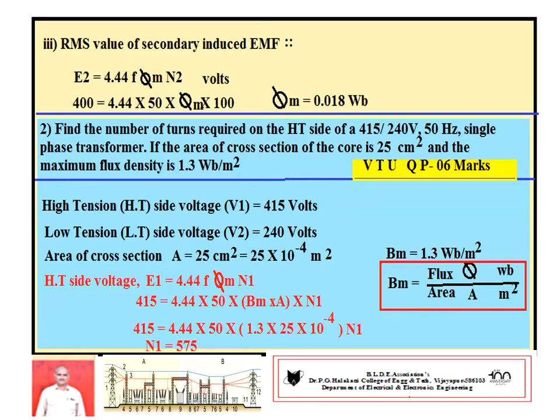25 into 10 to the power of minus 4 meter square. Only understanding is the flux value is not given here. So we have to use the standard expression, that is, maximum flux density Bm equal to 1.3 Webers per meter square is given. So this Bm is also equal to flux per area. Hence we have to replace flux equal to Bm into A. That is the idea. So always Bm in Webers per meter square, flux in Webers, area should be in meter square, standard expression. Therefore, substitute all the values, then finally we are going to get N1 as 575, sir.